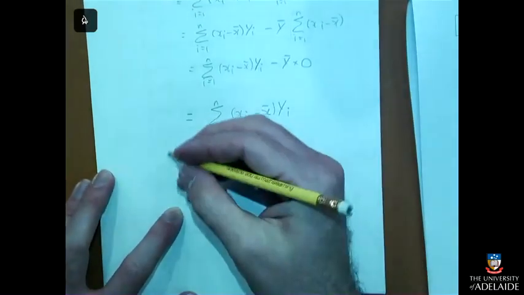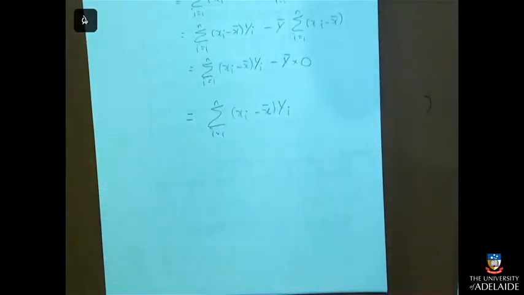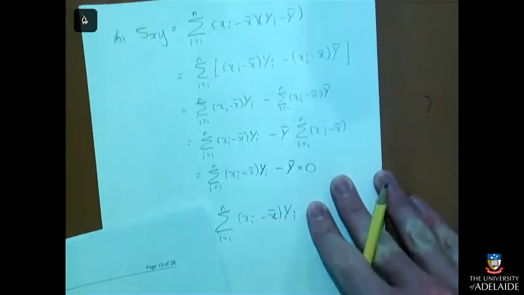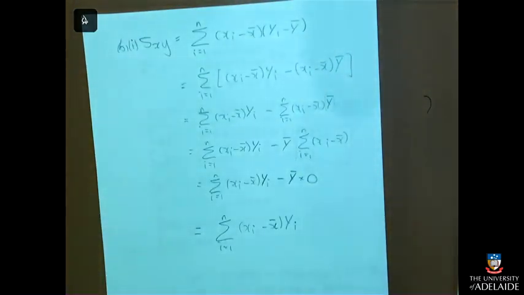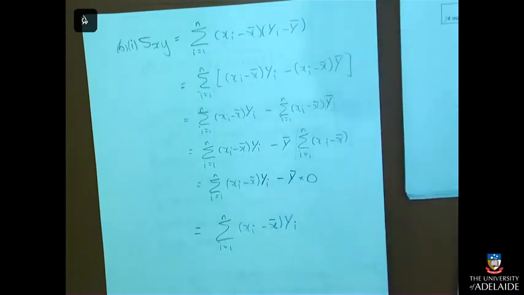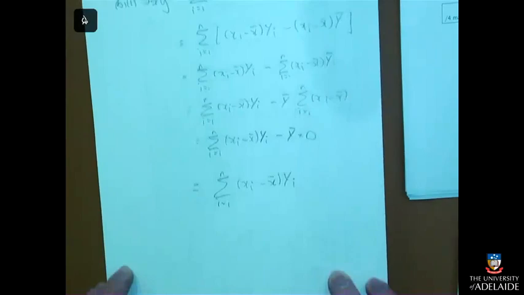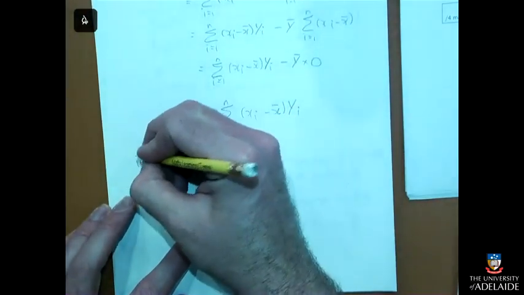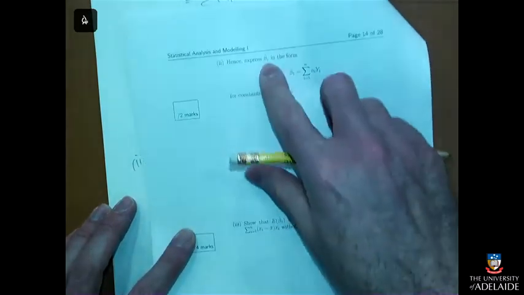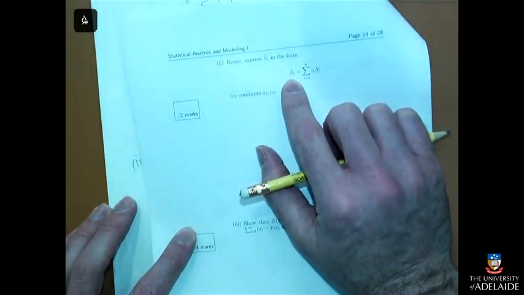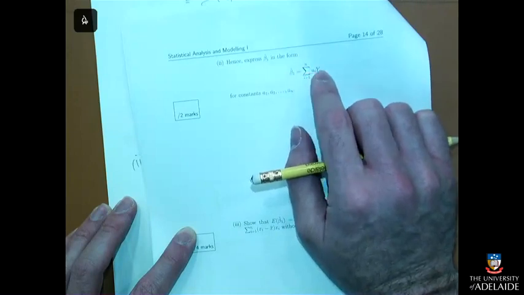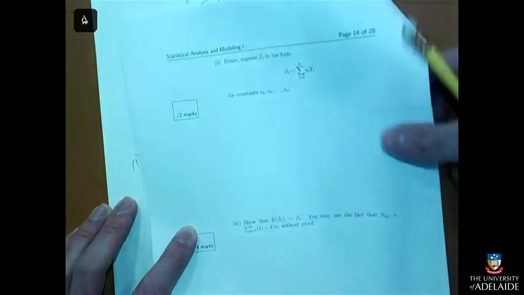All right, C. Whoa. Oh, that was just part i of B. I don't do blank pages in this exam. Okay. So part 2 is: hence express beta 1 hat in the form beta 1 hat is equal to the sum from 1 to n of ai yi for some constants a1 up to an. Okay.